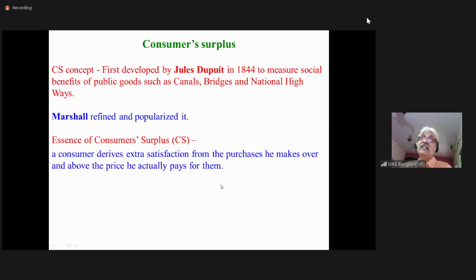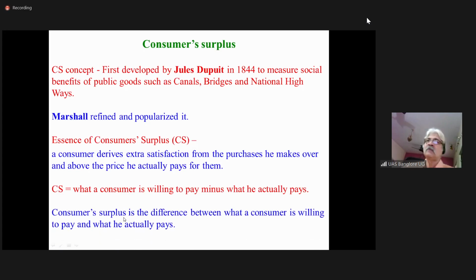So it is the difference between what the consumer is willing to pay and what he actually pays. You were ready to pay 500 rupees, but you actually pay 400 rupees. The difference 100 rupees is the consumer's surplus. I hope you have understood this concept. Consumer surplus is what a consumer is willing to pay minus what he actually pays.